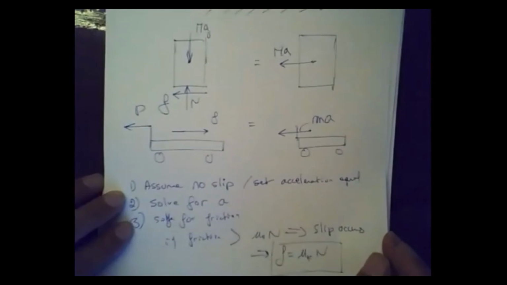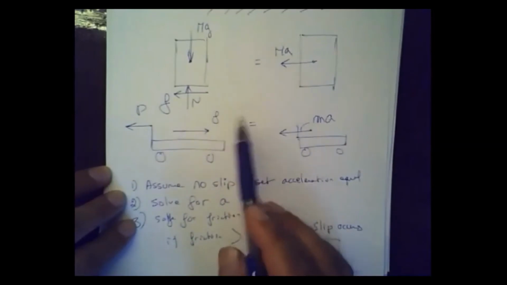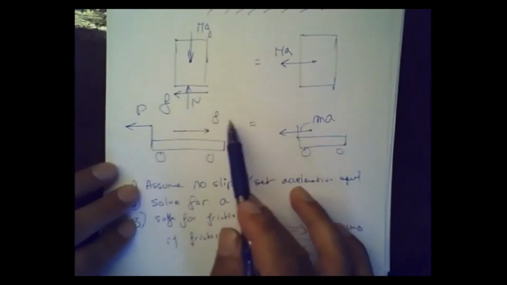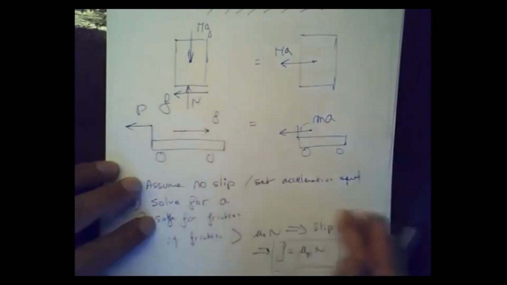When it is about to slide, then the friction is going to be equal to what? It's going to be at maximum friction, okay? When it is about to slip, the friction is going to be equal to mu s times N, right?